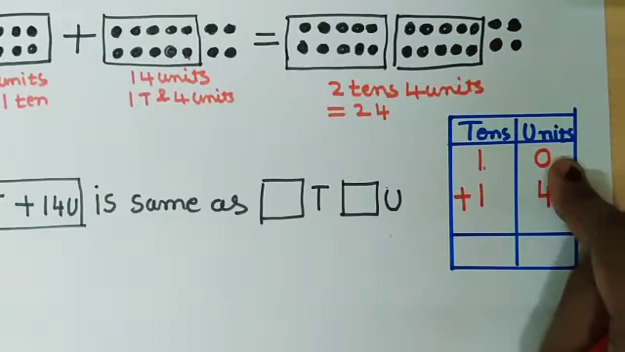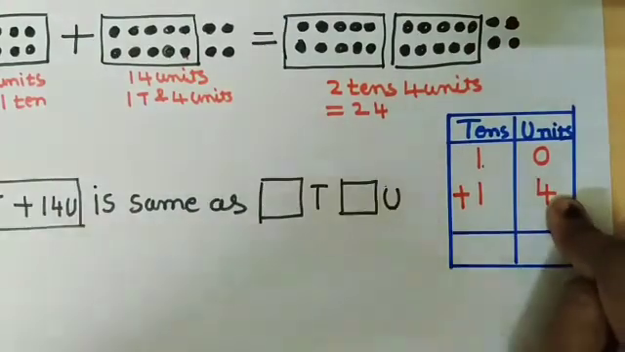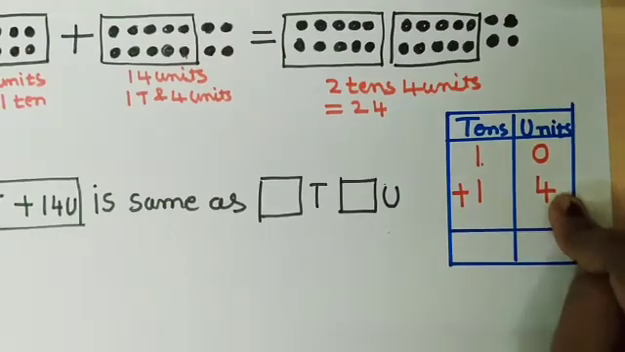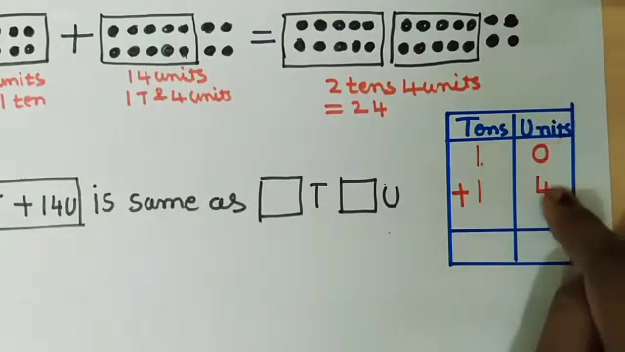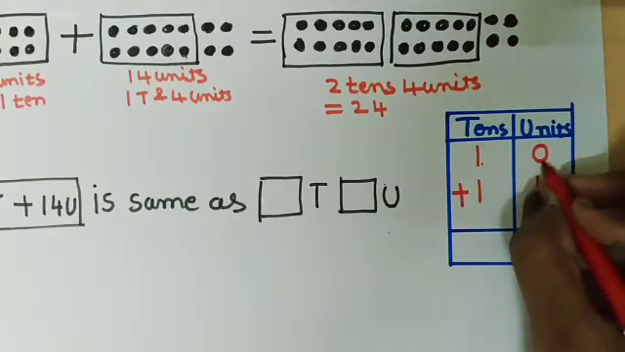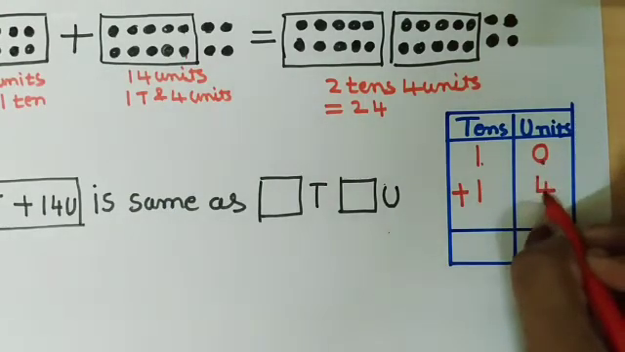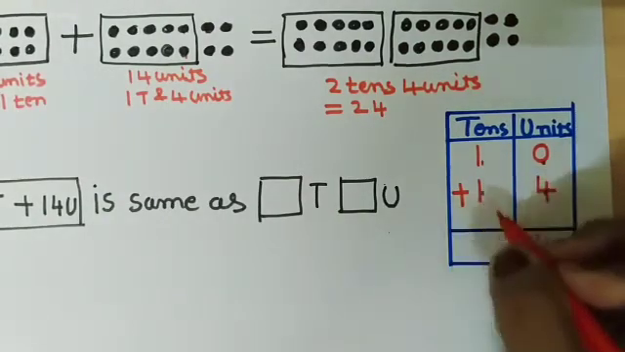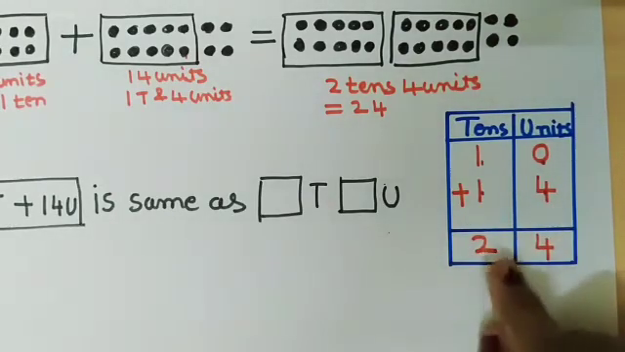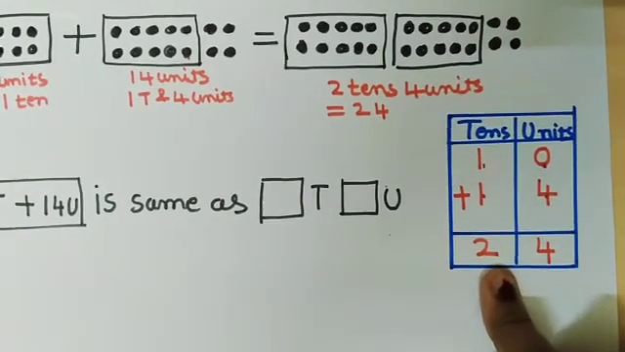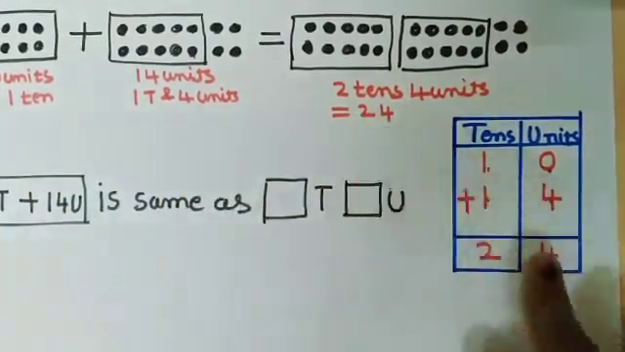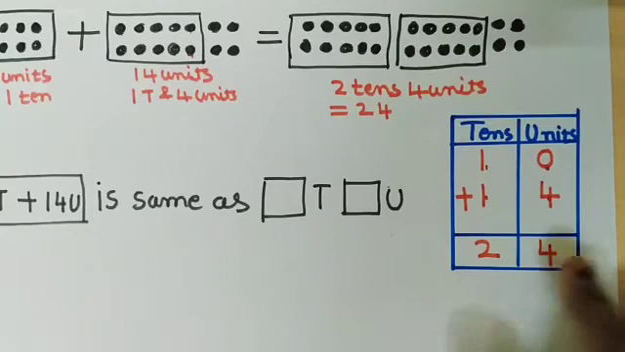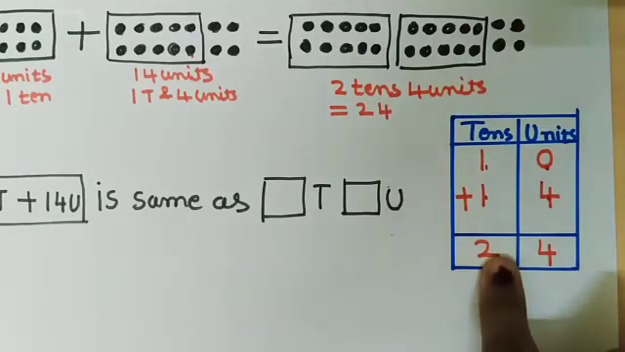Now we will start counting from the unit place. Remember children, if you have any addition or subtraction problem, you have to start adding or subtracting from the unit place. So what is 0 plus 4? Yes, 4. And what is 1 plus 1? 2. So like this, you can solve this problem with the help of numbers also, or with the help of the tens and unit table also.